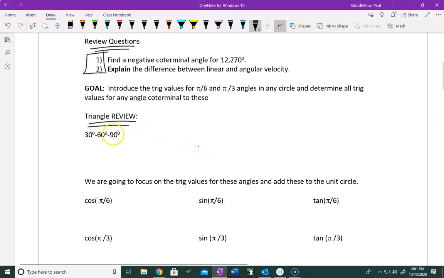Now, the first thing I'm going to talk about here is a little triangle review, and then I'm going to push this triangle review onto your unit circle in just a second. So make sure that your unit circle is somewhere close by. Now, what I'm going to talk about is the 30, 60, 90 triangle.